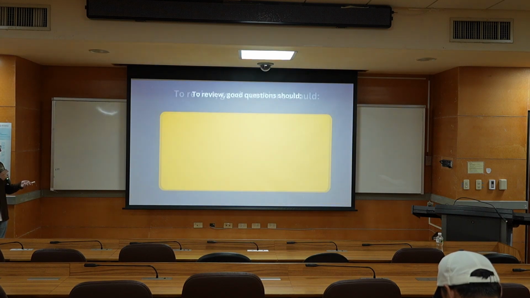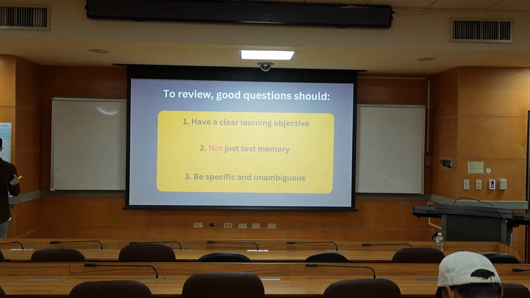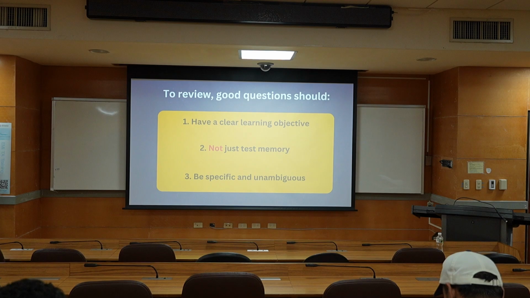So to review, you want to have a clear learning objective. You're not just testing their memory. You want to have application of memory, application of knowledge. And you want to be specific and unambiguous. You don't want them guessing as to what you want to hear. You want them to know exactly what they're supposed to say. That's a big part of classroom management. No guessing.